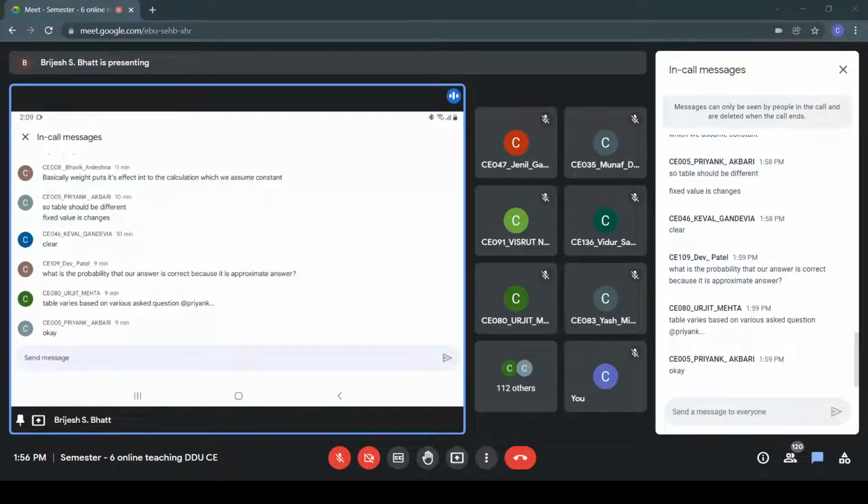Dave says, what is the probability that our answer is correct? Because it is approximate answer. Yes, it is approximate answer. And usually, this is a toy example, so we are answering based on 3-4 samples. Usually thousands of samples are generated before we actually answer. And this correctness is measured with the closeness to the real distribution. So the larger the number of samples, the closer the probability value would be to the actual distribution. So your answer would be closer to the exact inference as you generate more samples.